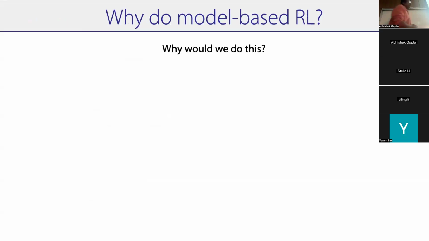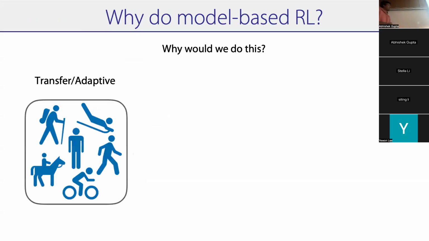Okay, so why would we do this? We don't care about models. Nobody cares how the world works. We only care about acting in the world, or some people do, but I don't. I only care about acting in the world. So why would we do this? The first reason is to be adaptive and to transfer.